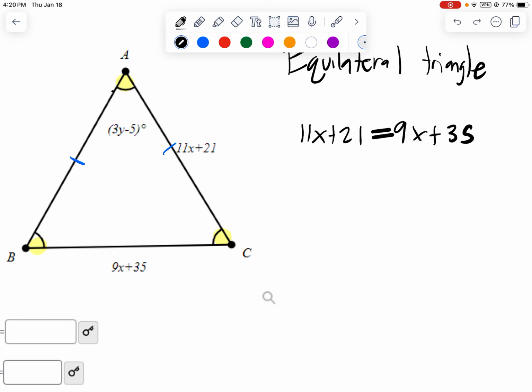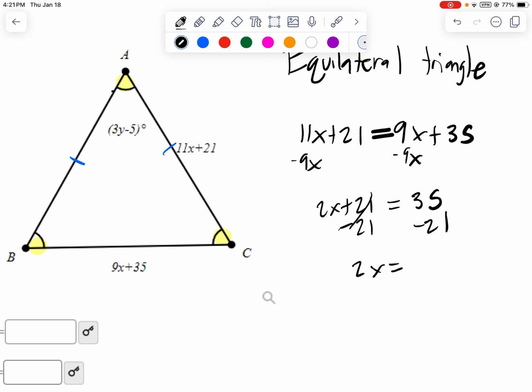You want to get all your x's on one side, numbers on the other. I like positive x's, so I'm going to subtract the 9x. So we get 2x plus 21 equals 35. I'm going to move that 21 over so I can isolate the x, and you're left with 2x equals 35 minus 21, which is 14. Finish solving for x, undo multiplication with division, and we get x equals 7.